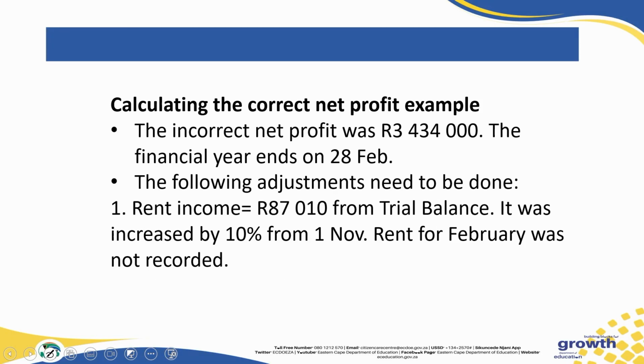Let's have a look at an example, a short example of how to work this out. Okay, so the question says, the incorrect net profit was given to us and it was 3,434,000 Rand. Our year ends on the 28th of Feb. We have 5 transactions we are going to look at. The first one is rent income. Our rent income is 87,010 Rand from the trial balance. It was increased by 10% from the 1st of November, and rent for Feb was not recorded. So that is what we're looking for, the rent for Feb for this example.